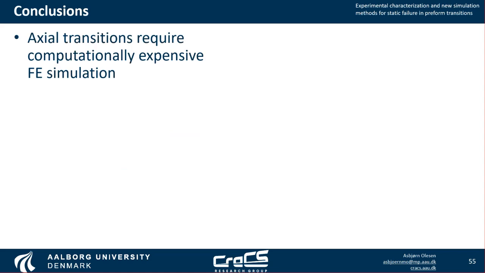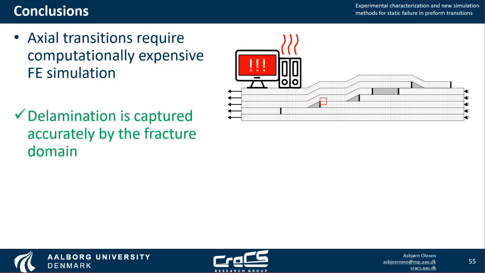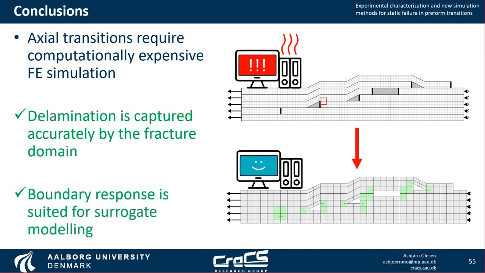So in conclusion here, axial transitions require expensive finite element simulation. This is not good for engineering designs, and it is something we want to improve. Our idea is these fracture domains, where we expect this implementation, and we see that delamination is captured accurately by the fracture domain. What is more is that we see that the response data of the boundary response is suited for surrogate modeling.